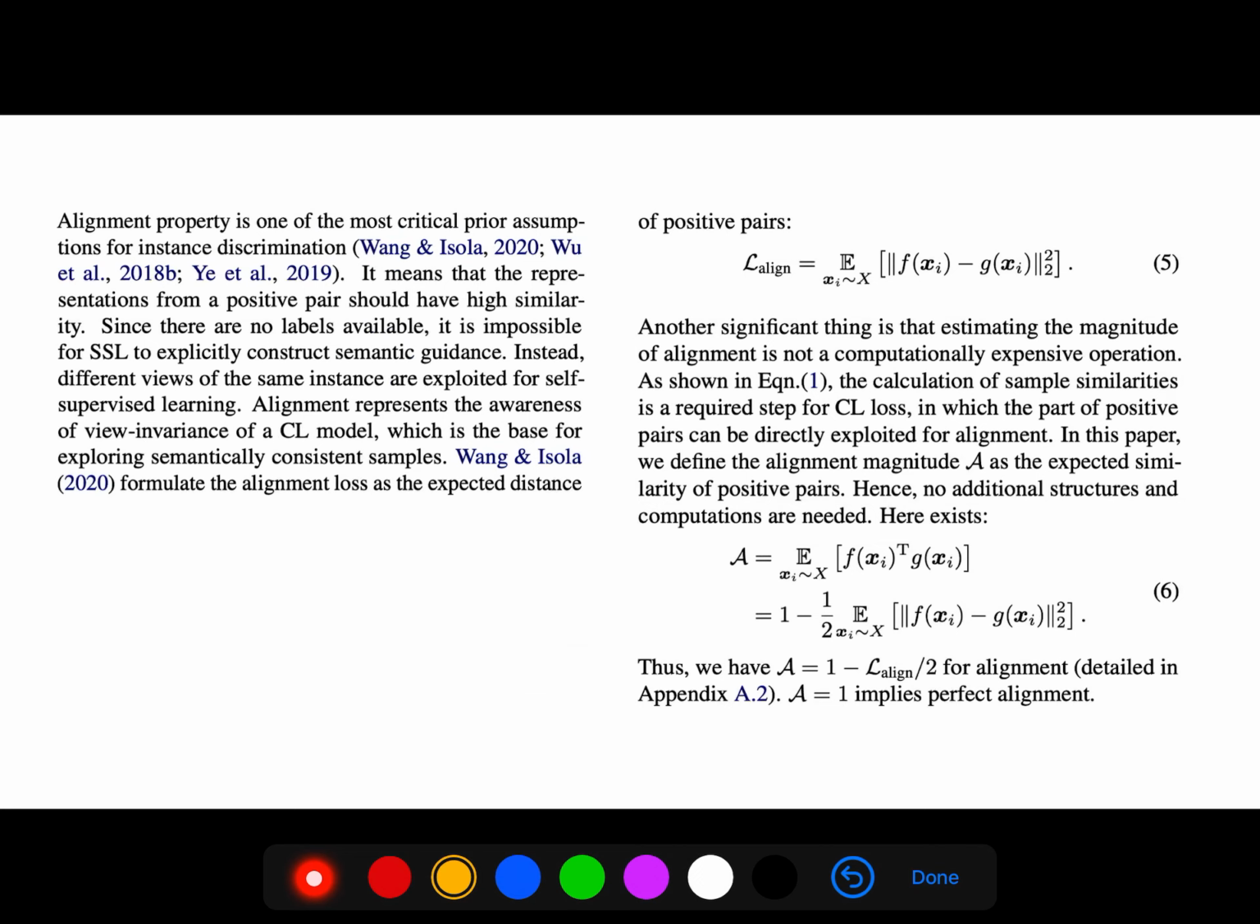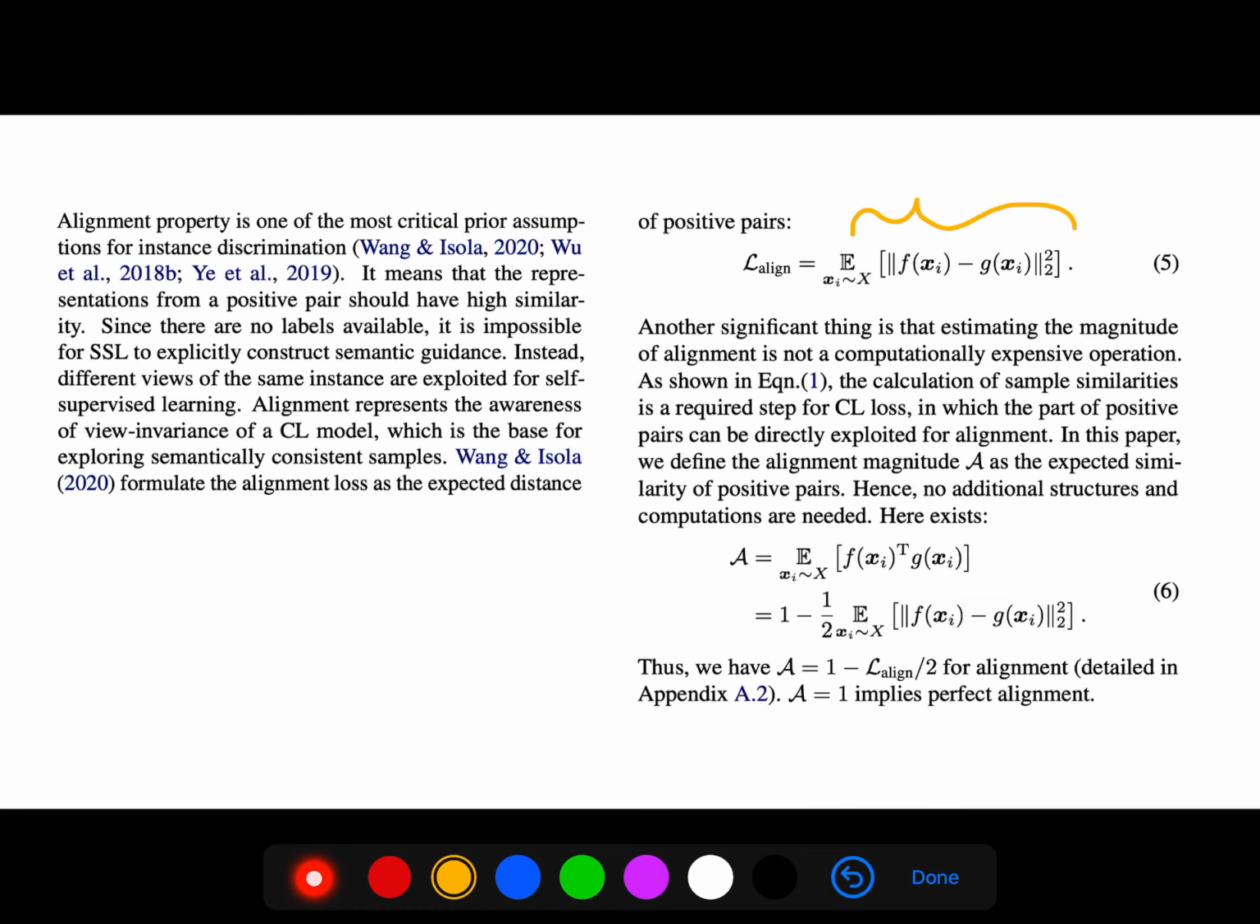It means that the representations from a positive pair should have a high similarity. Since there are no labels available, it is impossible for SSL to explicitly construct semantic guidance. Instead, different views of the same instance are exploited for self-supervised learning. Alignment represents the awareness of view invariance of a CL model, which is the base for exploring semantically consistent examples. So Wang and Isola formulate the alignment as the expected distance of positive pairs.